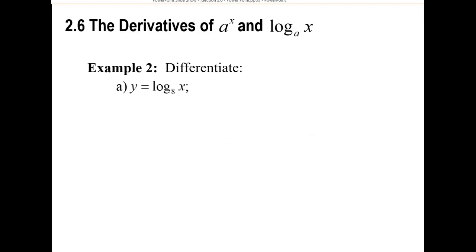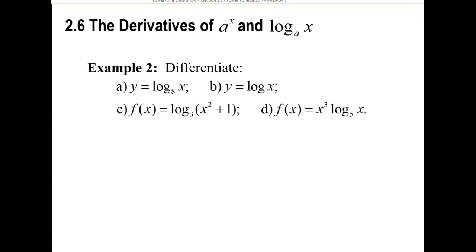All right, so finding the derivative, part A, y equals log base 8 of x. Part B, y equals just log of x, that's a base 10 logarithm. And then we'll do log base 3 of x squared plus 1. On that one, we're going to need to use the chain rule. And then on part D, x cubed times log base 5 of x, we'll have to use our product rule.